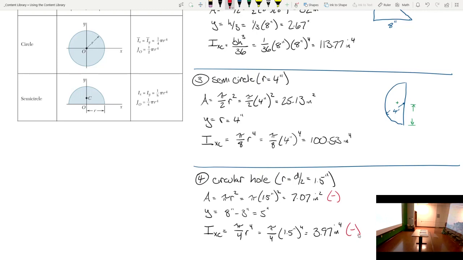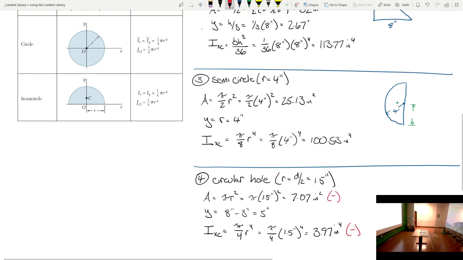Like with centroids, let's be clear generally about what we're talking about. A moment of inertia is a reflection of how stiff an element is. So just as we can't count the area as positive because we're removing the area from the shape, we can't count the moment of inertia as positive either, because that hole is not contributing to the stiffness of the shape because it's not there. We're removing it. Okay, with me so far?